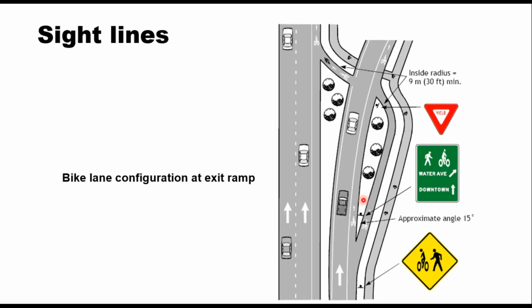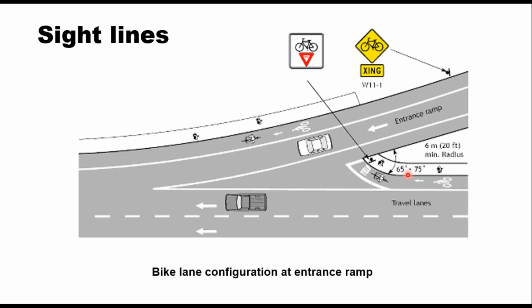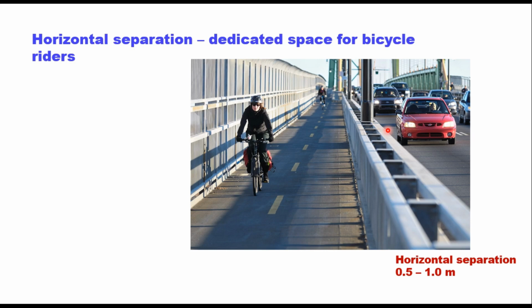Now, crossings are the most likely place for car-bicycle collision and therefore should be designed carefully. Driveways should have adequate sight lines at exit ramp as well as entrance ramp, and they should be provided with proper signs and road markings. Another important consideration for safety of NMT is the horizontal and vertical separation from traffic lanes. Dedicated lane can reduce the safety concerns of bicycle riders.